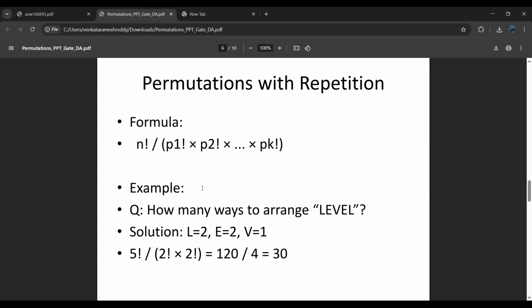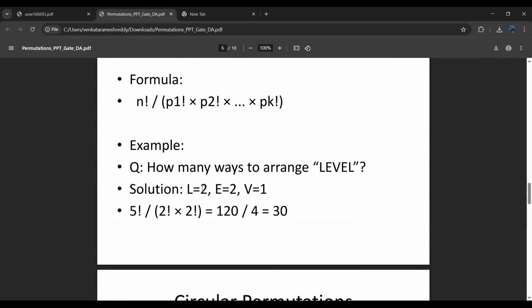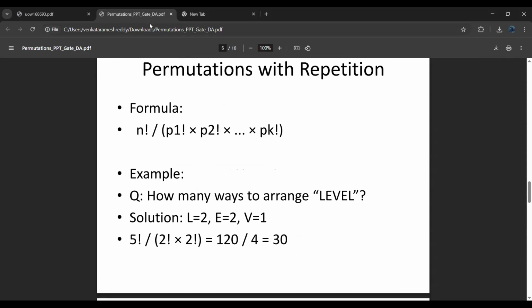P1 factorial. Suppose I am taking L as P1. How many L's are there? 2. So 2 factorial into. Next one, which is repeated? E is repeated, so E is taken as P2. So 2 factorial, as there are 2 E's. So 2 into 2, 4. So 5 factorial means 120. So 120 by 4 equals 30. Like that, we have to solve each and every problem. We will see some other examples also.